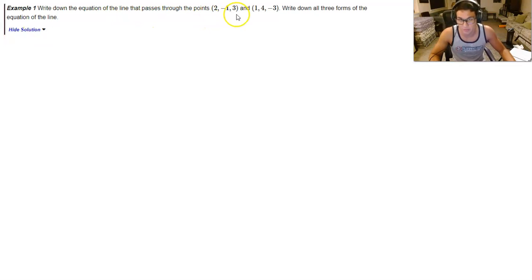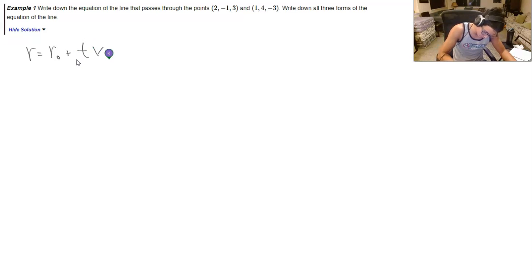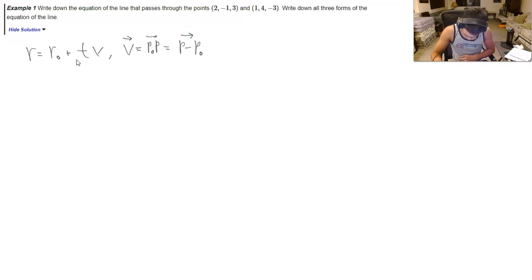I want to write down the equation of a line that passes through these 2 points, and write down all 3 forms of the equation of a line. So I'm going to write down the first form, which is we use the vector r is equal to r0 plus tv, and v is equal to p p0, and p p0 is equal to p minus p0. This is a vector, this is a vector, and this will be a vector as well. So this is the vector equation.